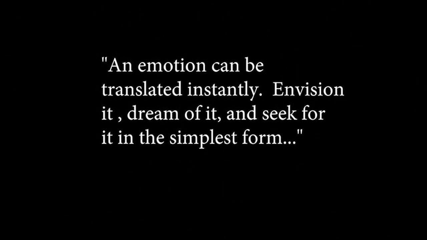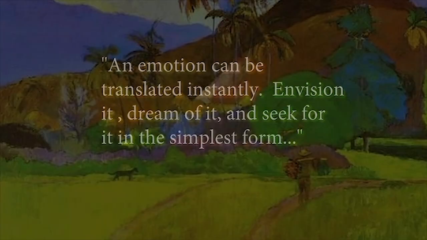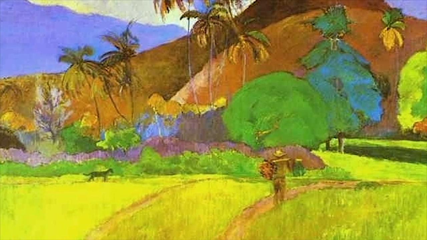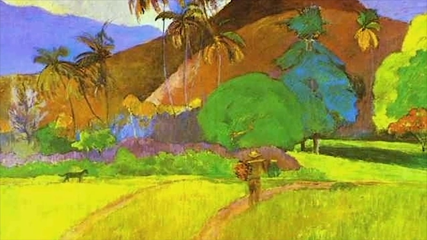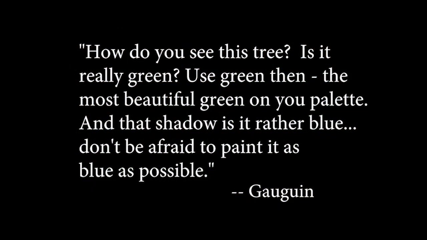A contemporary of Van Gogh's, who was also one of the most powerful Expressionist painters, was Paul Gauguin. Gauguin said, "An emotion can be translated instantly. Envision it, dream of it, and seek for it in the simplest form. How do you see this tree? Is it really green? Use green then, the most beautiful green on your palette. And that shadow, is it rather blue? Don't be afraid to paint it as blue as possible."